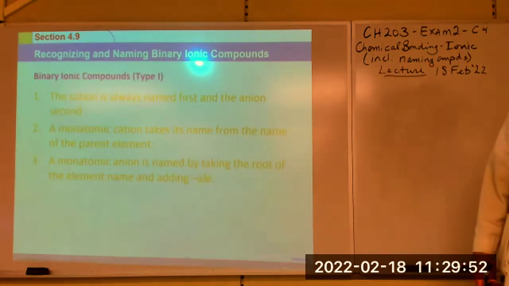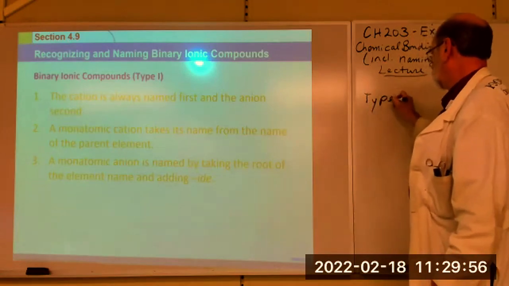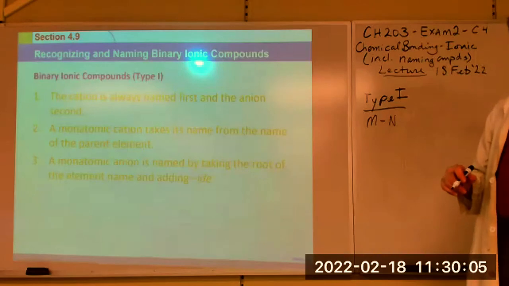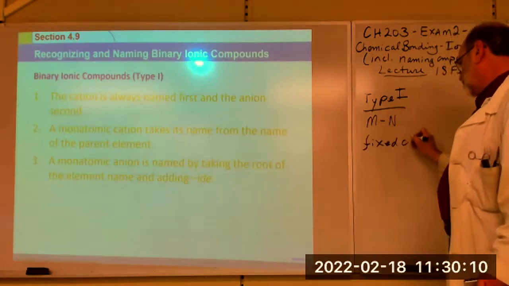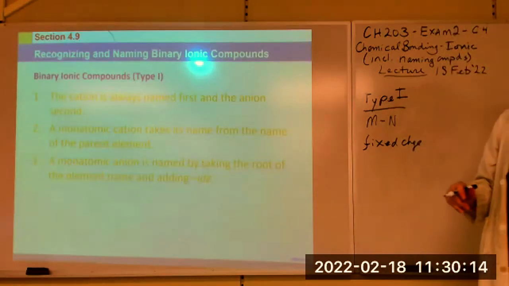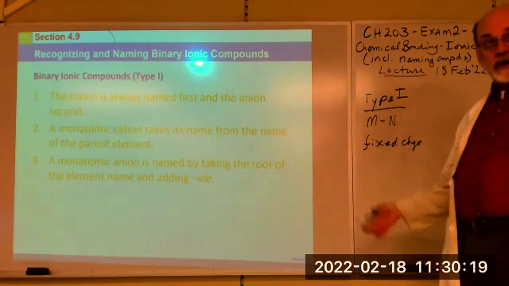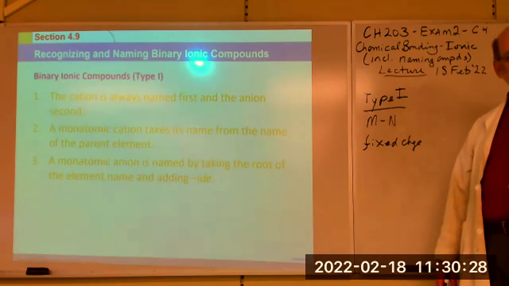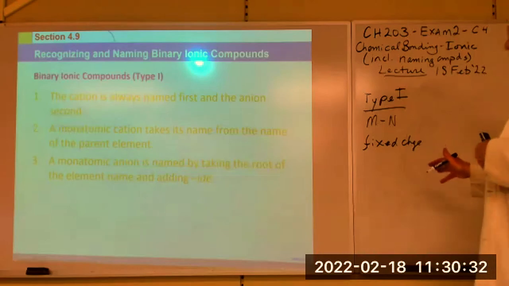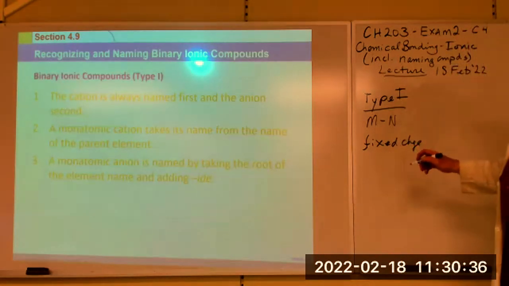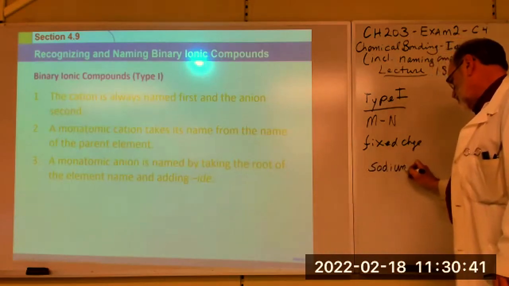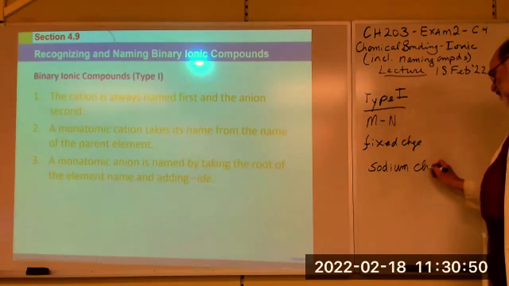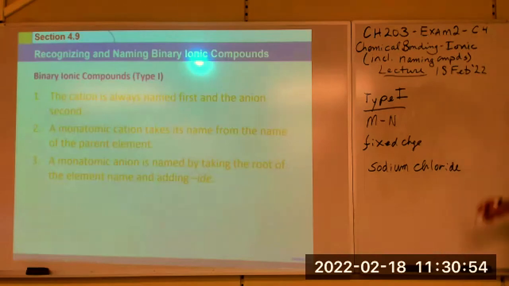Okay, so type 1 compounds. These are type 1s. They're metal, non-metal. Okay, and the metal is a fixed charge. Always a fixed charge. When you say sodium, we know that's a plus one charge, no other possibilities. Or we say calcium, that's a two plus charge, no other possibilities. That's essential for the type 1. Because when we name them, the first thing you say is the cation. So we would say sodium. And then the anion, you take the name and change the ending to -ide. So we say chloride. And that's all you have to say.